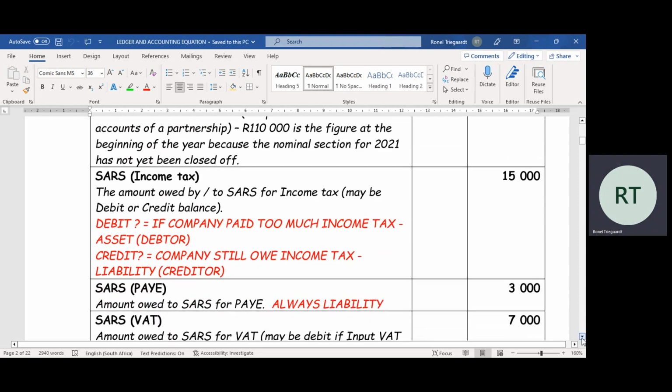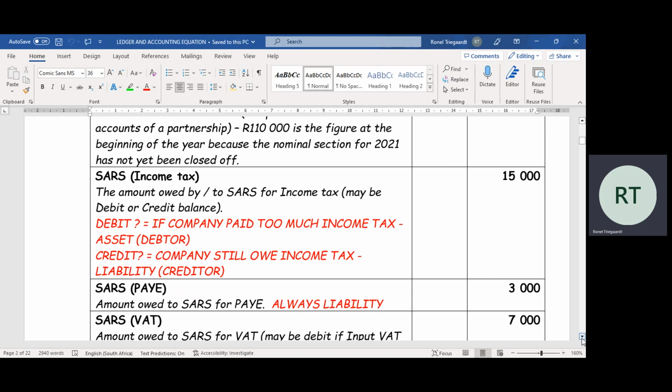SARS income tax can have a debit balance or a credit balance. That's the only account that we have, besides bank, where you have to tell. Bank can have a debit or a credit balance. Ordinary share capital must have credit. Retained income must have a credit balance. Sahid inkomstebelasting, SARS income tax, can have a debit balance or a credit balance.